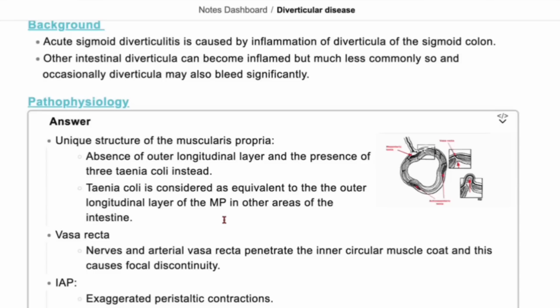The unique anatomy: the outer longitudinal layer is not a continuous layer. As you look at this image, you have three small bands as an outer longitudinal layer. It's not a continuous layer anymore. That's why these areas are actually weak, and this is where diverticular disease could happen. The other thing is in the inner layer, you have the vascular structures and the nerves, so veins, arteries, and nerves, all right? And then they come out of the wall, so they create a pressure point or a puncture point.